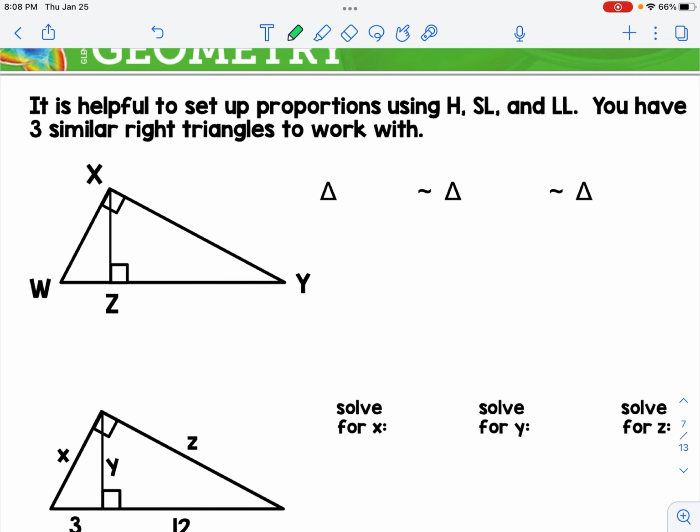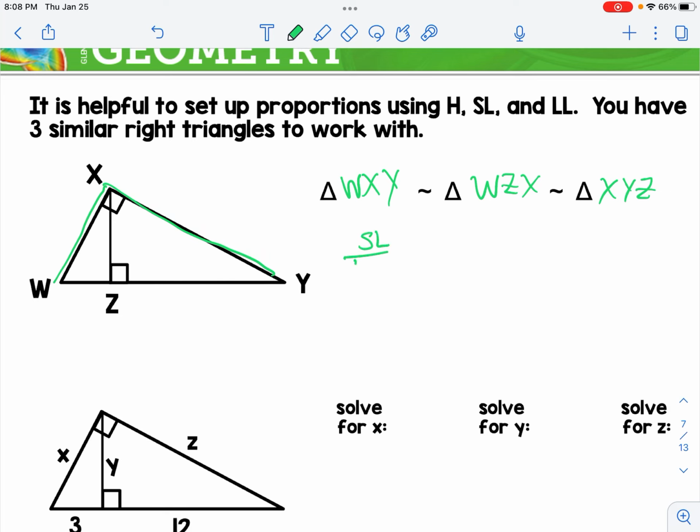To start with, we're just going to write out our sides. Let's go WXY. Let's start with the big one, WXY. I want short leg to long leg. So if I'm going on the little triangle, that would be short leg to long leg, WZX. And if I go on my last one, short leg to long leg, it would be XZY. It's just naming the pieces that are the same. We want short leg to long leg, so all the pieces would be the same.